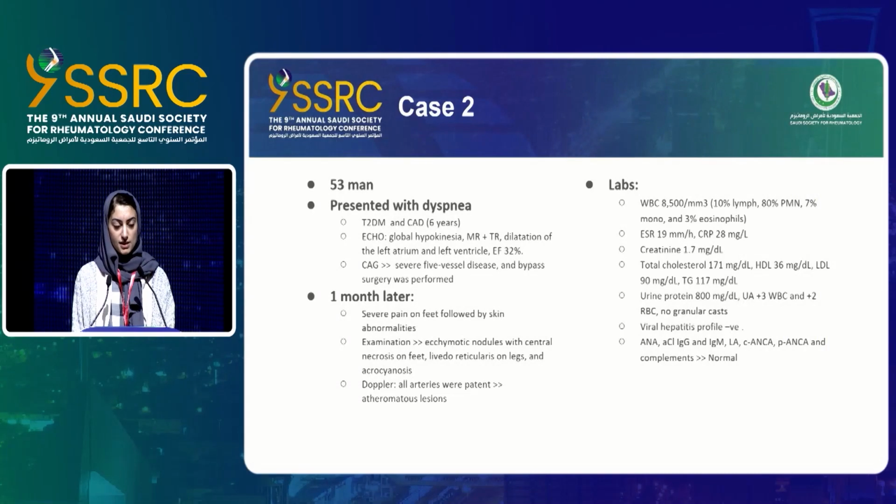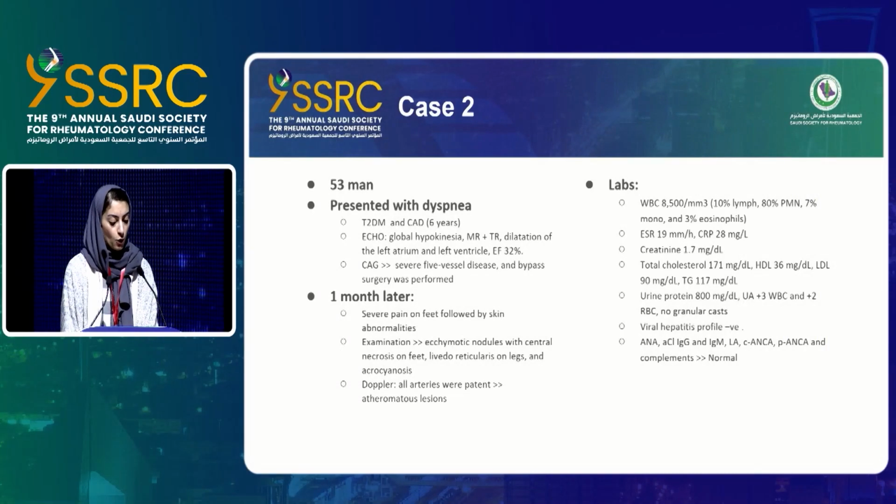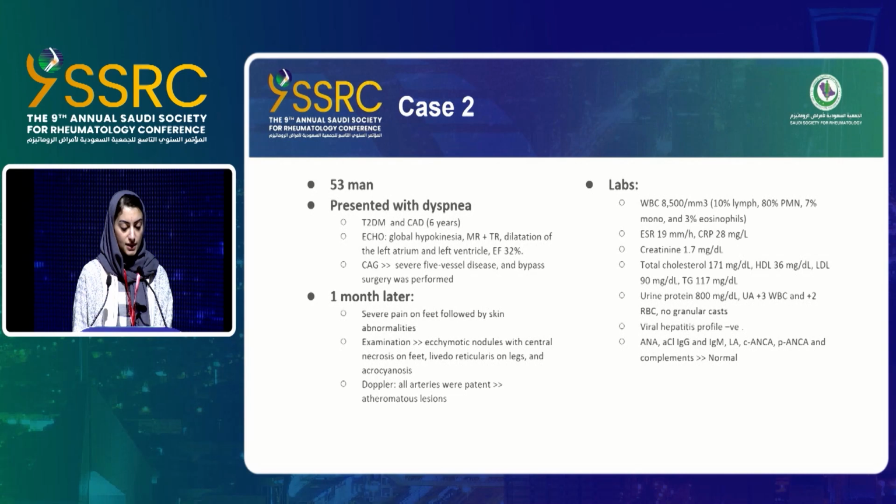My second case is about a 53-year-old man who presented with dyspnea. He had a history of type 2 diabetes and coronary artery disease that was diagnosed 6 years ago.